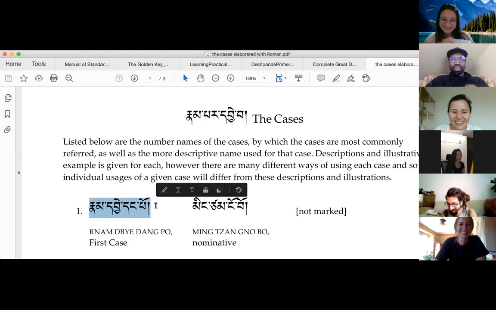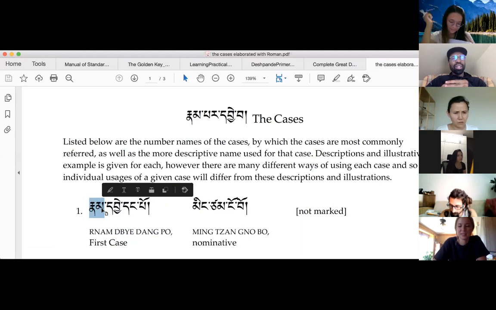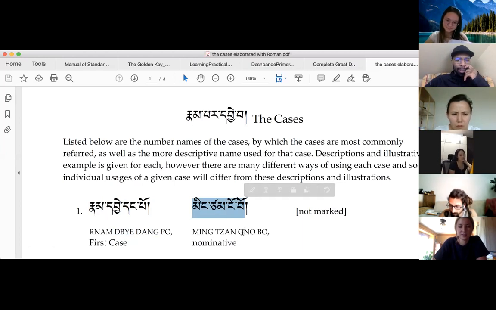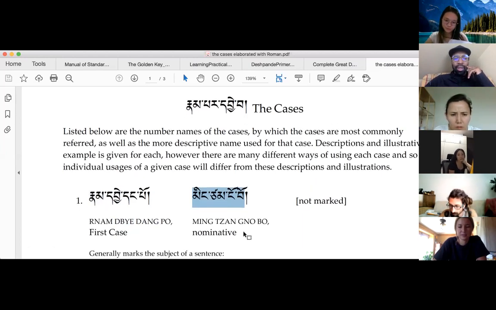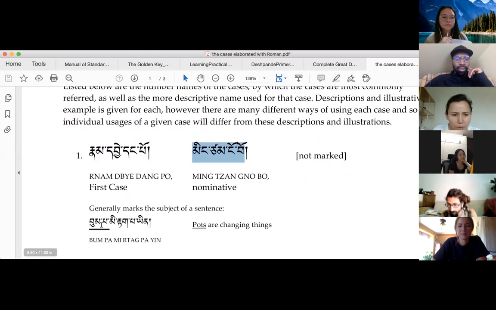Namye Tongpo. This is the first case. Namye means case. In this case, ye means to divide. Nam means like that part or quality or something. Mingsang ngoa. This should be ngoa, this is a typo. So it's not marked. Okay, so here's our example in Tibetan: bumpa, bumpa bi takpa yin.